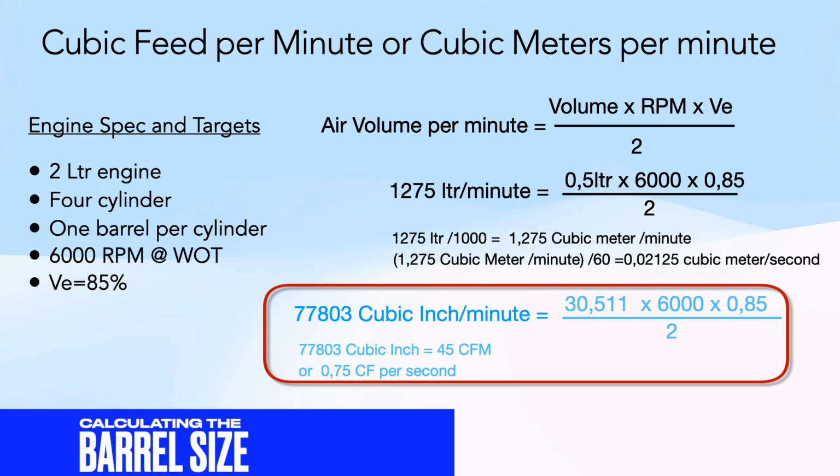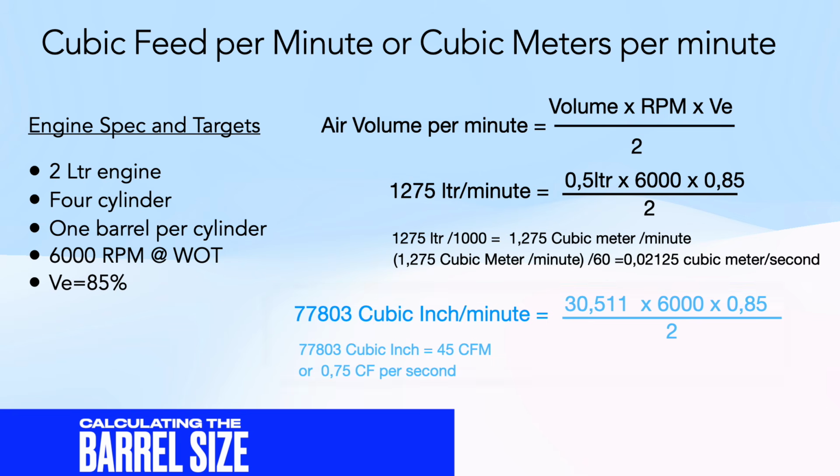If I was to do the same calculation now in the imperial size, I would take for my volume cubic inches, which is 30.511, multiplied by 6,000 RPM and multiplied by the VE, divided by 2. That gives me 77,803 cubic inches per minute. And now I can convert this back down to cubic feet, and that would give me 45 cubic feet per minute, or 0.75 cubic feet per second.